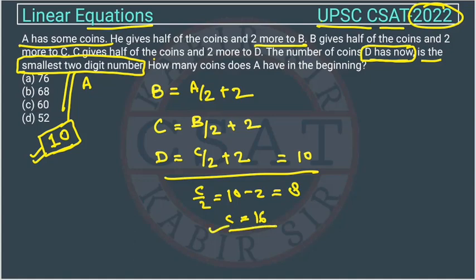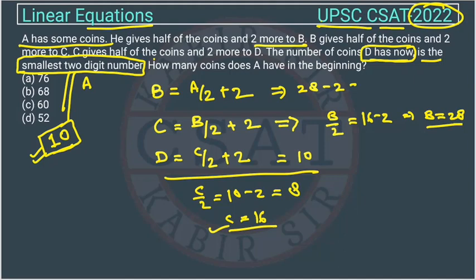If we have C, then we can calculate B from this equation. So B by 2 will be equal to 16 minus 2. So this will come out 14. Right. So B will become 28. Right. So if B is 28, from here we can calculate A. So it is 28 minus 2 is equal to A by 2. Right. So this will be how much? A is equal to 2 into 26. So this will be 52.